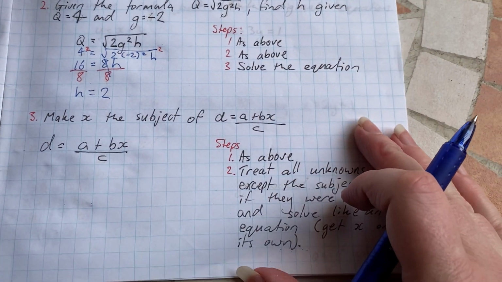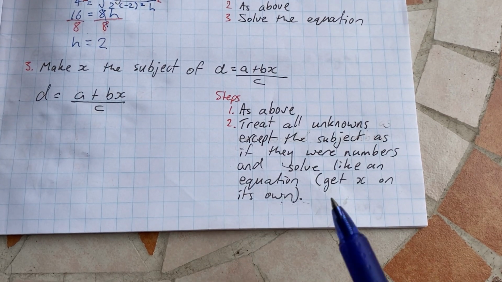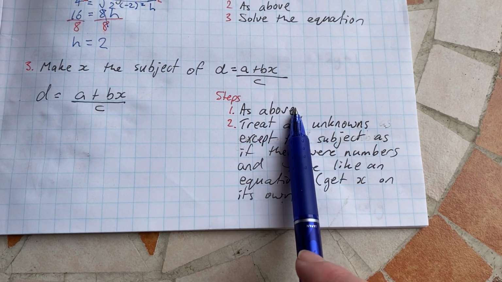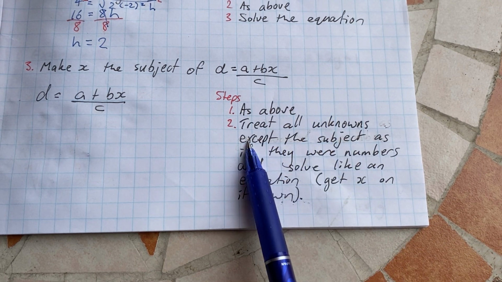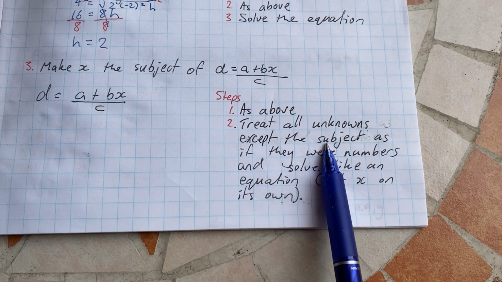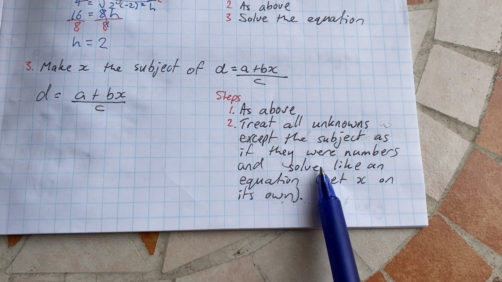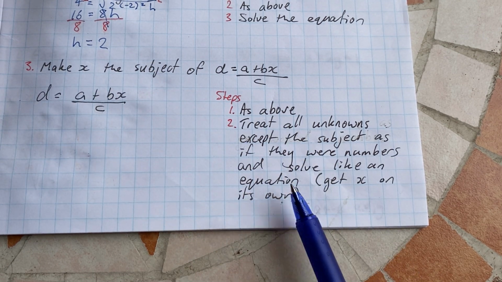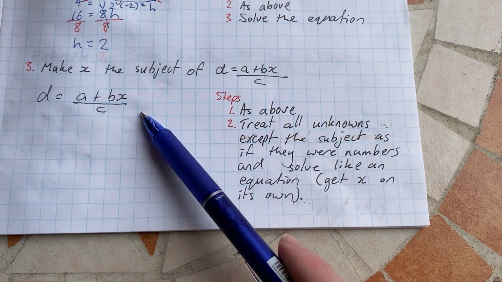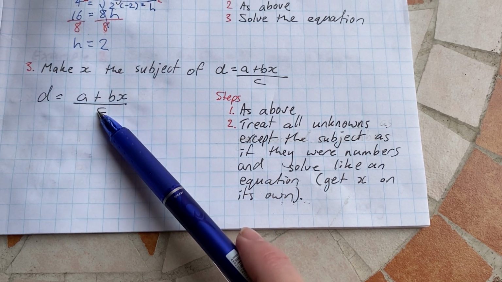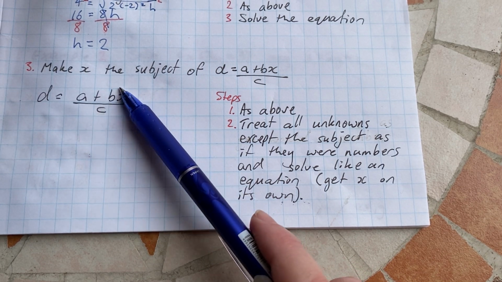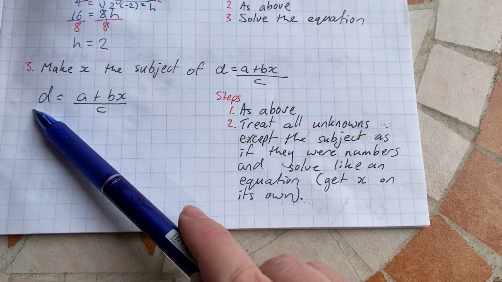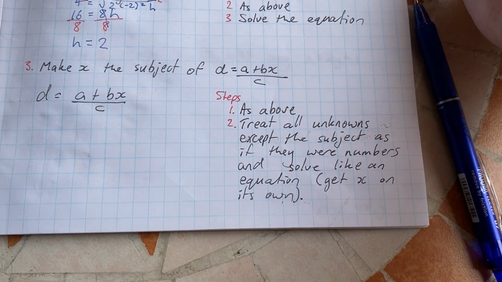And in our third example, we have to make x the subject. So our step 1 is the same as above. Our step 2 is to treat all unknowns except the subject as if they were numbers and solve it like an equation. So we need to make x the subject. We want to get x on its own. So if we look at this side of the equation, we've got an a and a b and a c that we're going to treat as if they were just numbers. We're also going to treat the d as if it was just a number.